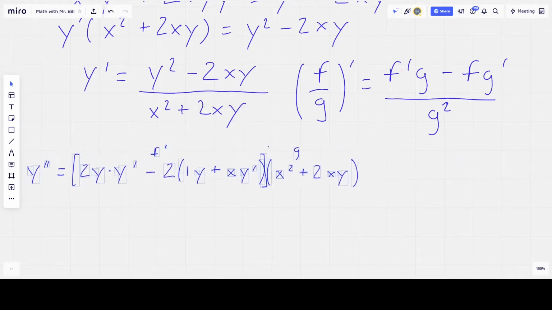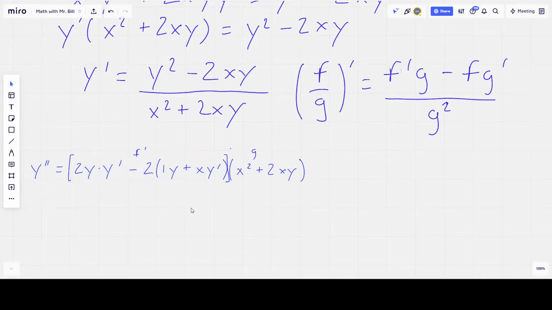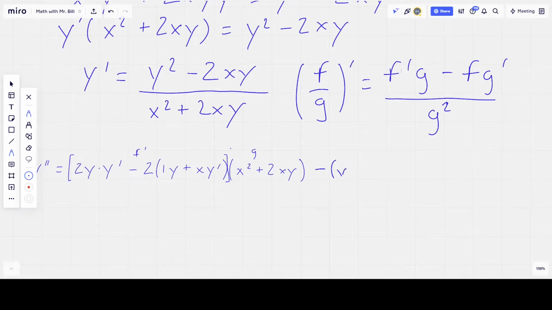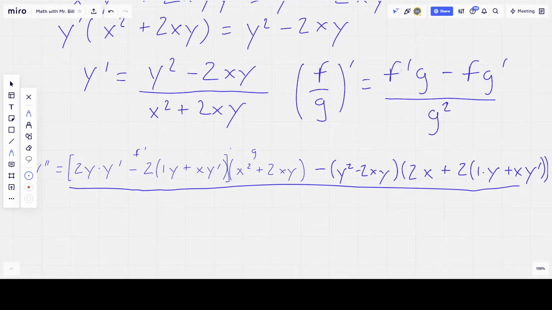Move that over, make that a little smaller. And then minus the top, so that's y squared minus 2xy, times the derivative of the bottom. So the derivative of the bottom is going to be 2x plus the derivative of the first, which is 1, times y, plus the first times the derivative of the second, which is y prime. Okay, close that all off, and then this is going to all be over the bottom squared. So that's all going to be over x squared plus 2xy.